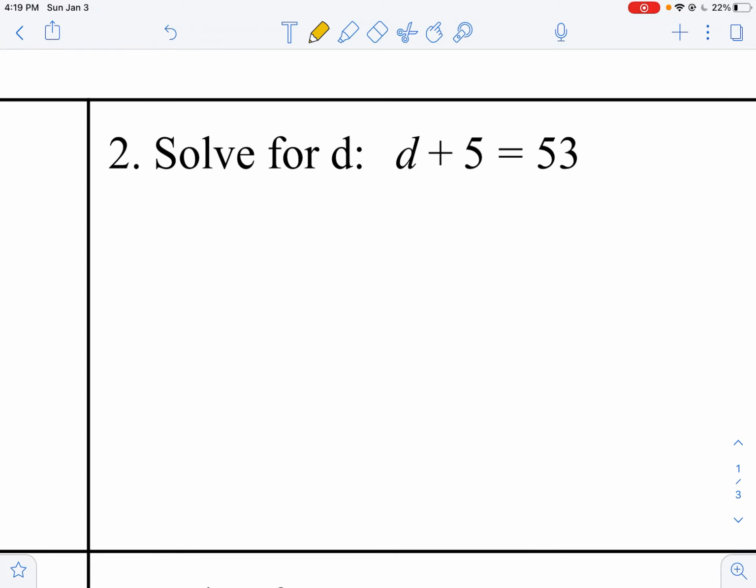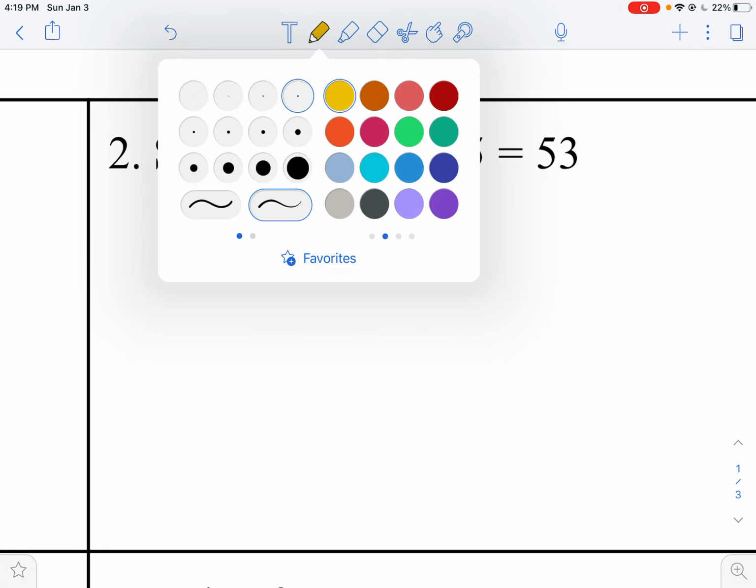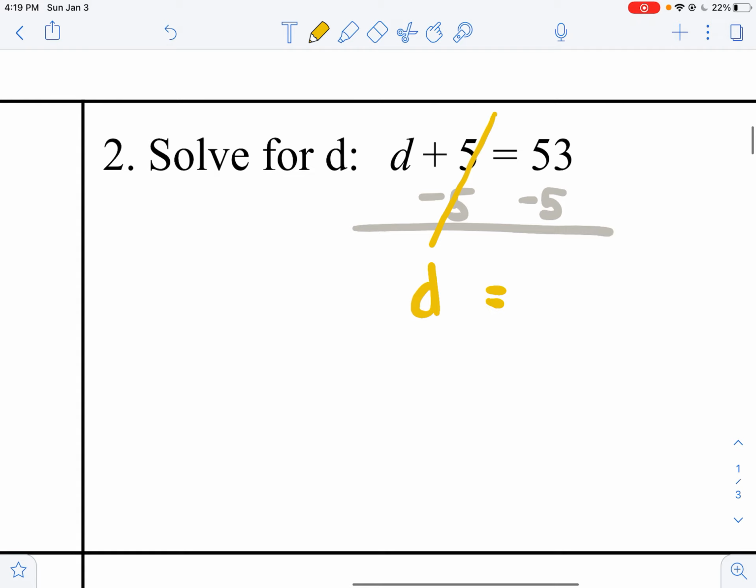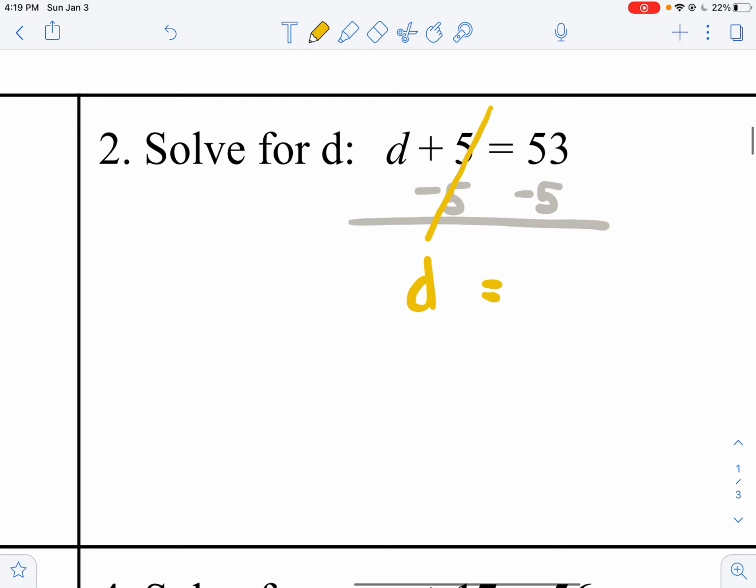Let's do example 2. I have d plus 5 equals 53. Now, in order to get d by itself, I must do the inverse operations. I must subtract 5 on both sides. What that does is it gets the d by itself, and we cancel this out on purpose. We're using the inverse operations to cancel that out on purpose so that we're left with d on that left side. We will always still have our equal sign.